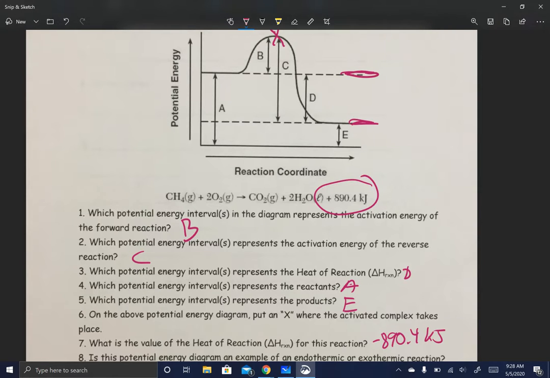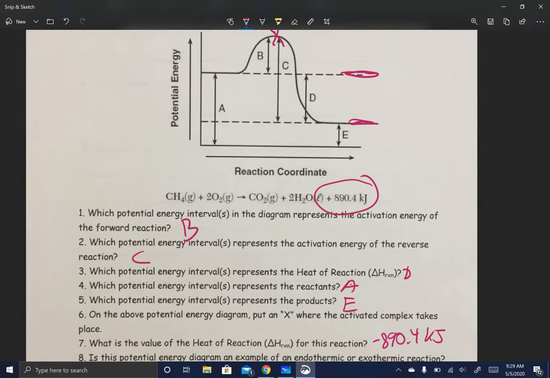890.4. We learned a long time ago, I use class as an example. When class starts, you enter the room. So endo means it's in the beginning. Endo, the energy is in the beginning over here. Exo, like this reaction, exothermic, you exit the room at the end of class, right? So at the end, you release, you exit that energy.